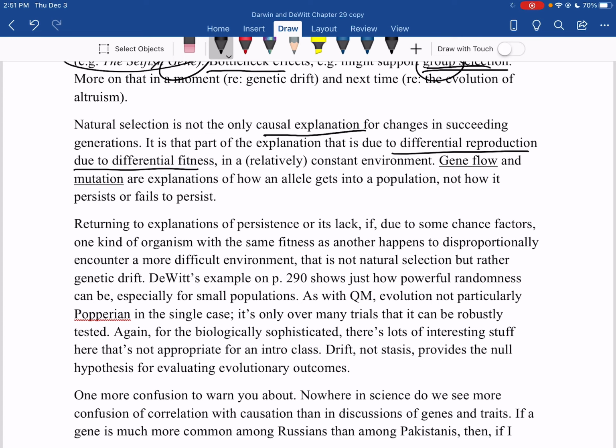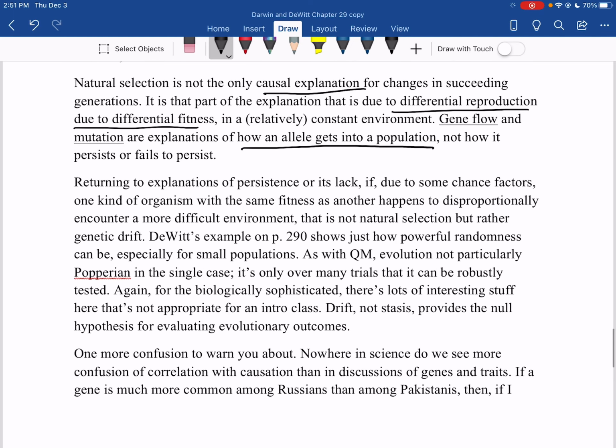I find DeWitt a little misleading about this, because gene flow and mutation, which he contrasts with natural selection, are really explanations of a different phenomenon. How you get a gene variant into a population, whereas natural selection is about how it persists or fails to persist. The more appropriate contrast with natural selection is genetic drift.